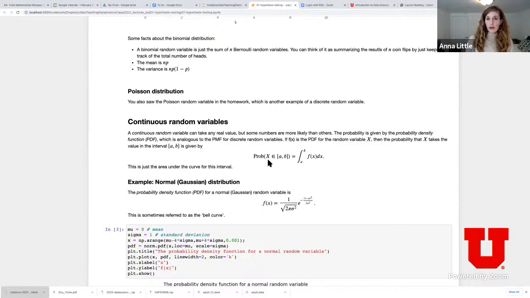You compute the probability of it being in some range of values between A and B by integrating from A to B the corresponding probability density function, or PDF. So the PDF of a continuous distribution completely describes that distribution. It'll determine the mean, the variance, and anything you want to calculate in terms of probabilities.